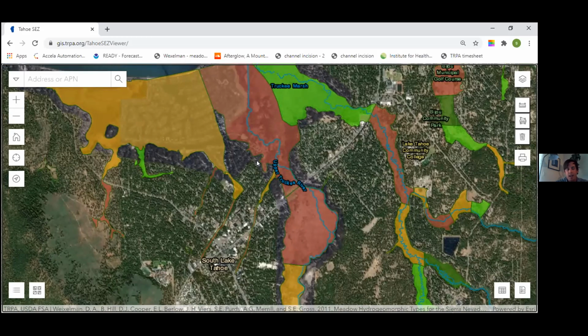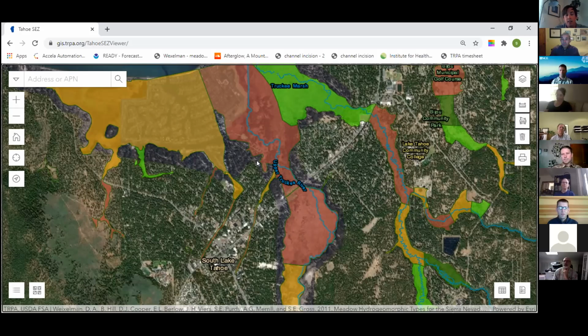But yeah, I'm going to make a note that I don't think anybody would have a problem with us splitting that in two to more accurately reflect the conditions. But I do think that that's the exception and not the rule. Most of the places, I would say, pass the smell test based on our partners reviewing them.